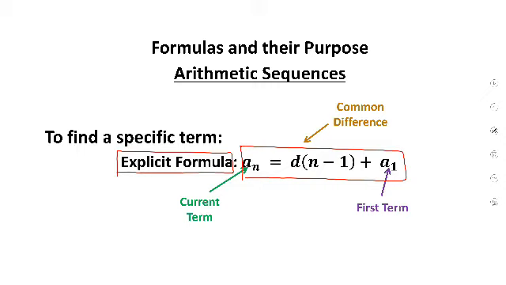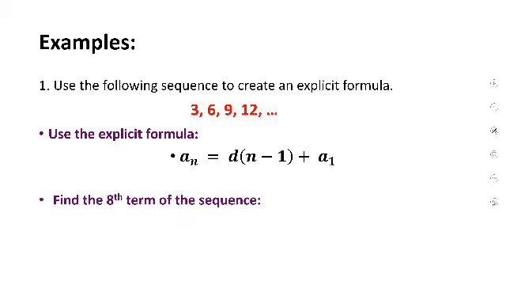Okay, in the recursive formula, we need the previous term. This time, we will be needing the first term of the sequence to find the nth term of an arithmetic sequence. So let's have the first example. Use the following sequence to create an explicit formula.